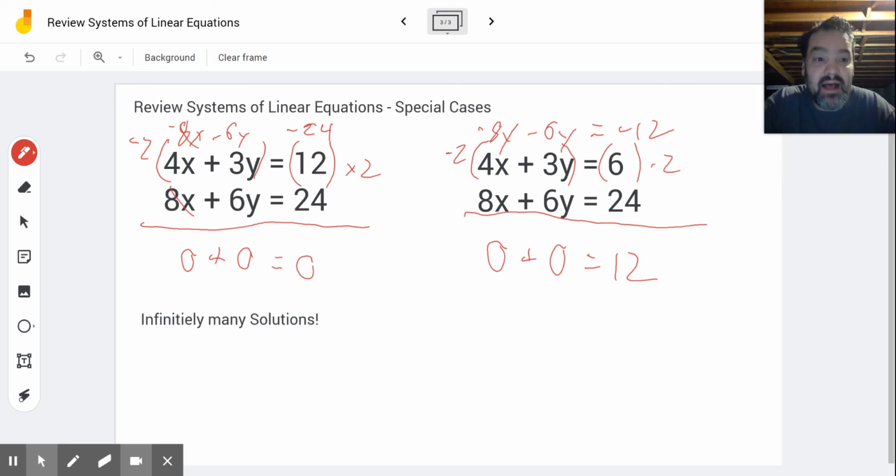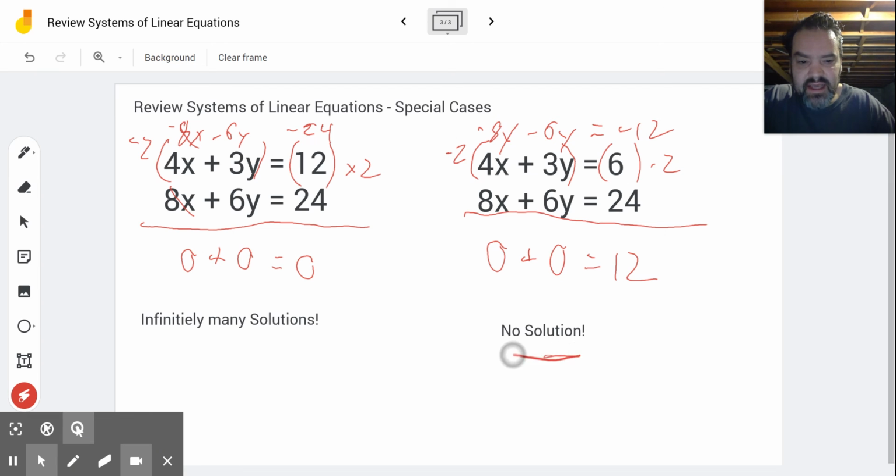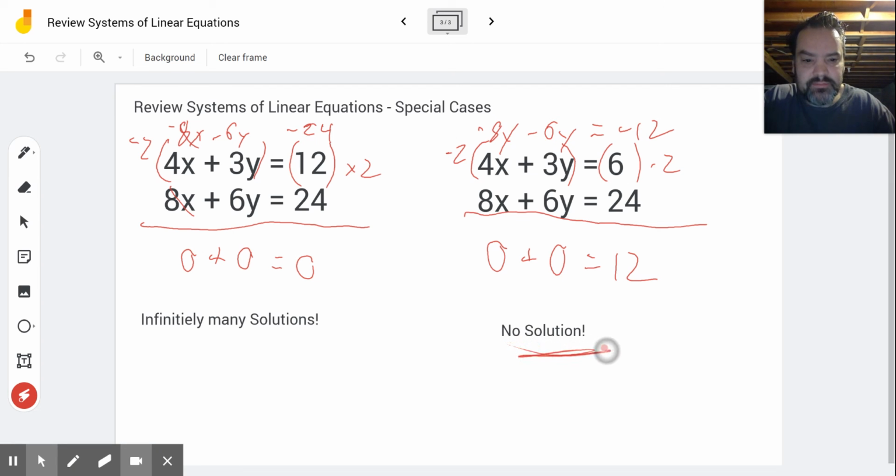So these are kind of opposite cases in a way. This one, we would say, has no solution. If you get something like 0 equals a number other than 0, no solution. It's not possible. If you get something that's true all the time, like 0 equals 0, infinitely many solutions. So those are two of the special cases that you might encounter. You need to keep an eye out for it.